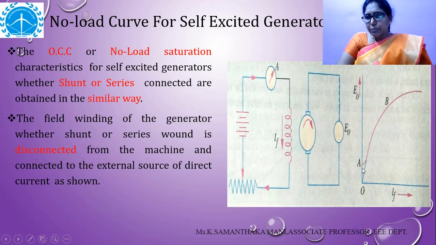Initially there will be a very small voltage present in the armature. All this is because of the residual voltage in the field poles. So when the field current is zero, there will still be a small voltage that exists in the generator. And gradually, if we increase the field current, the generator voltage also increases.